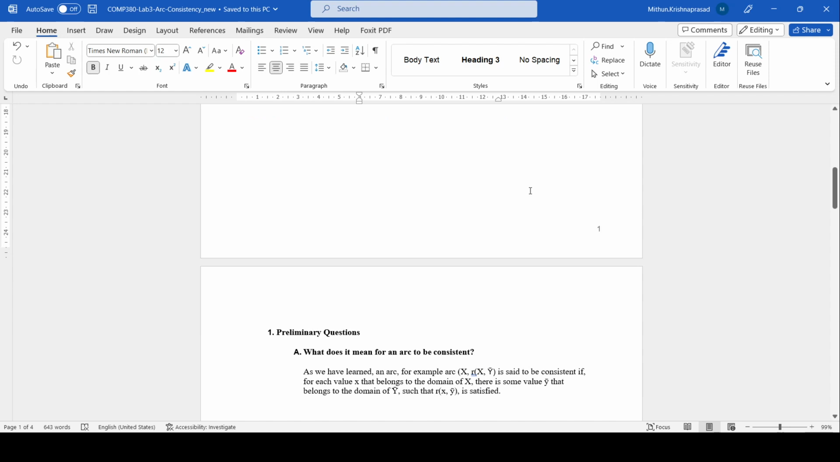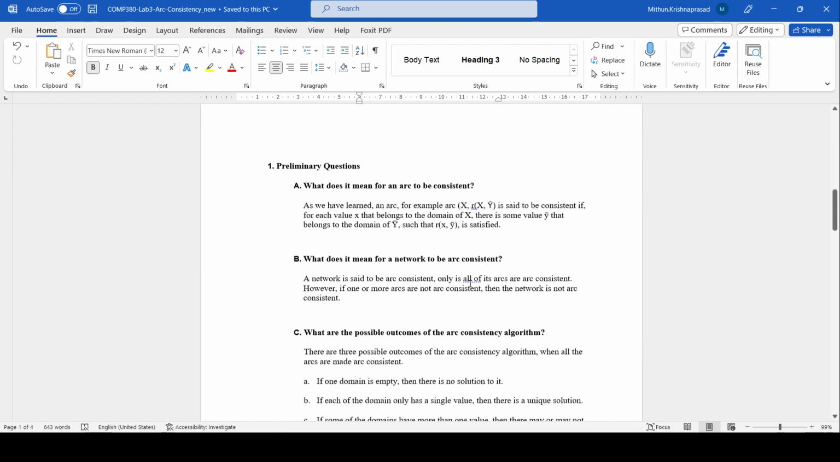So the answer for the first question: what does it mean for an arc to be consistent? As we have learned, an arc is a relationship between two consecutive nodes. Let's say for example an arc like x, y, and the relationship is said to be consistent if each value in the domain of x has some value in the domain of y, and that relationship between those two is satisfied.